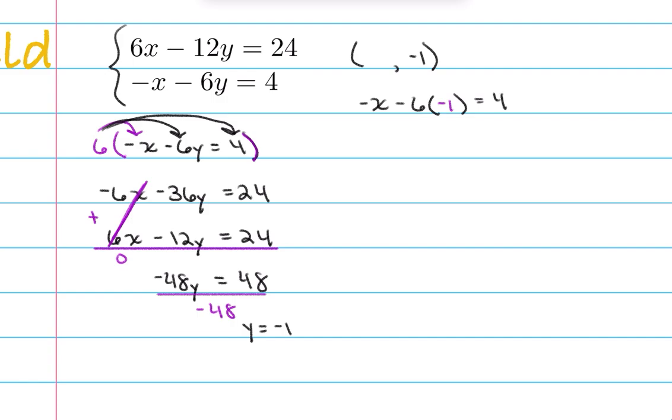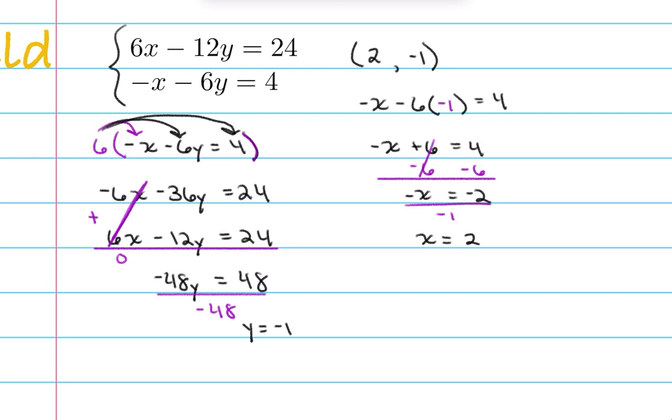Clean it up, solve for the x. So I get negative x plus 6, because negative 6 times negative 1 is a positive, equals 4. I'm going to subtract 6 from both sides. 6 and negative 6 go away. So I have negative x equals a negative 2. I don't want negative x, I want a positive x. So I'm just going to divide everything by negative 1. And I end up with x equals a positive 2. So I get 2, negative 1.